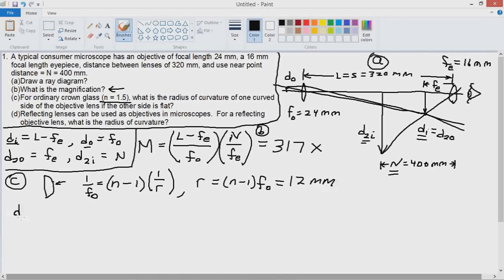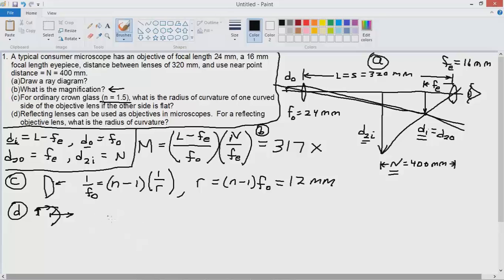Part C. Part D. Reflecting lenses. You can use a reflecting lens. It's a catadioptric. There's lots of different designs. They basically have the main objective lens here, and then they have a folding mirror, and it sends the light rays back this way. The main idea is you can make an objective lens for a microscope using a mirror.